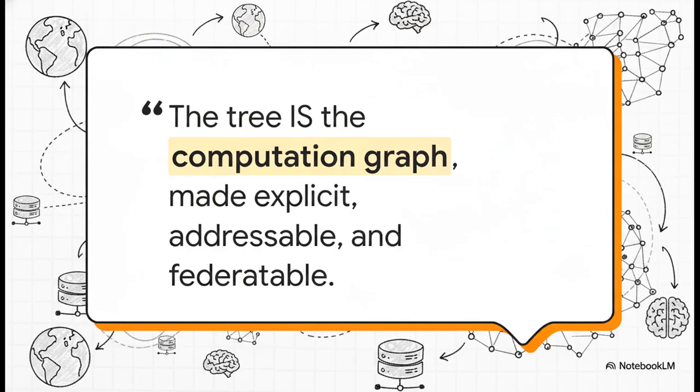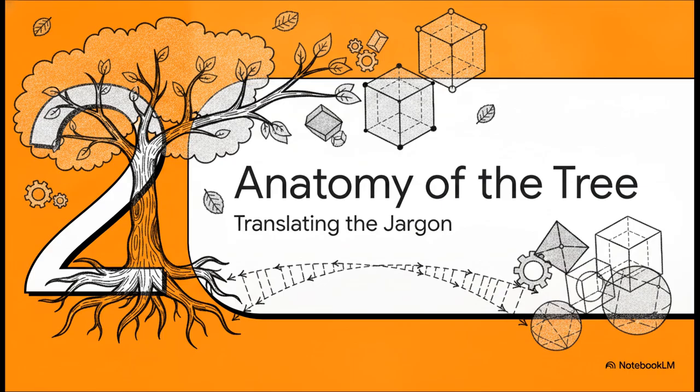And the absolutely crucial word to focus on here is federatable. This means the structure isn't locked inside a single server. It's mathematically designed from the ground up to be shared and distributed seamlessly across completely different AI instances worldwide. Moving on to Part 2, Anatomy of the Infinite Tree. Let's translate some of this deep tech jargon.